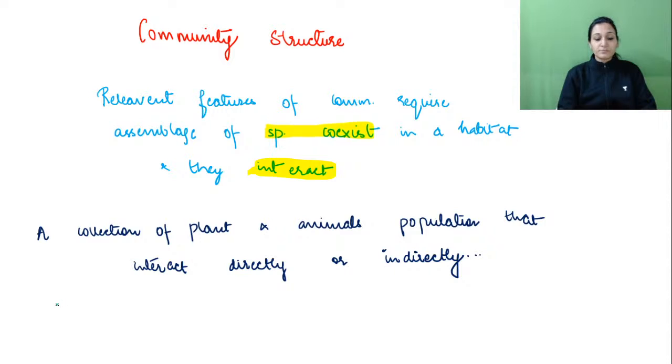Now an association is a plant community possessing a definite species composition. So what is association? Association is a plant community possessing definite species composition. We are going to understand this in detail also. Now let us talk about various types of communities.